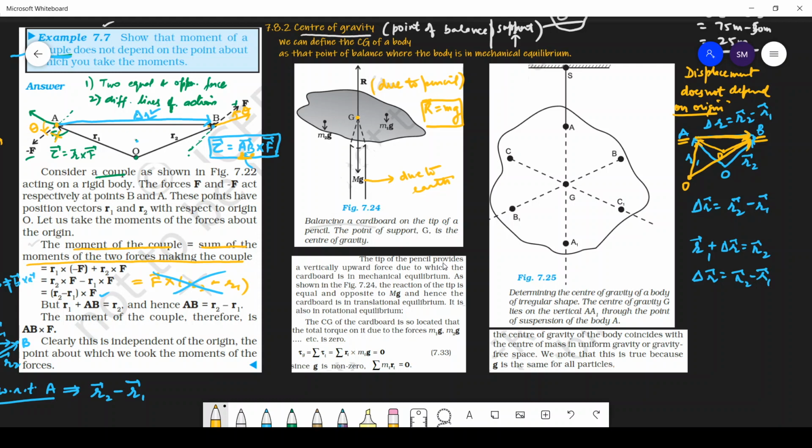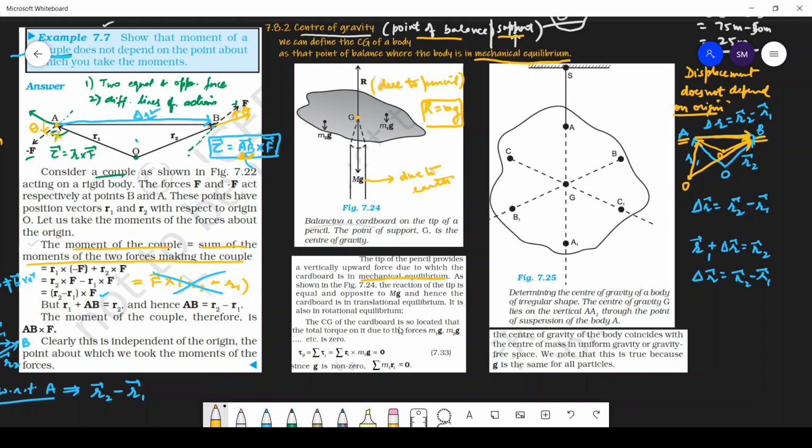Okay. So this tip of the pencil provides a vertically upward force due to which the cardboard is in mechanical equilibrium. So at the point of balance, at the point of support, the body will be in mechanical equilibrium. So center of gravity of a body is the point of balance where the body is in mechanical equilibrium. Okay? The reaction of the tip is equal and opposite to mg, and hence the cardboard is in translational equilibrium. It is also in rotational equilibrium.